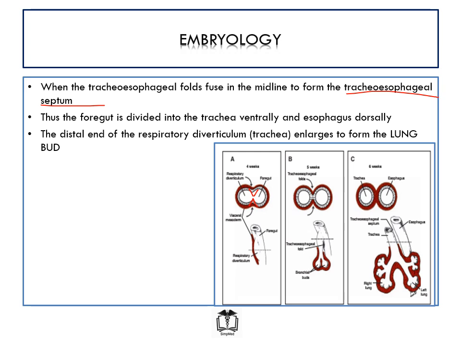It's now that septum that clearly divides the ventral respiratory diverticulum from the dorsal foregut. Once that septum forms, it divides the entire foregut into the ventral trachea, which is gotten from the respiratory diverticulum, and the dorsal esophagus, which is gotten from the continuation of the foregut. Then the respiratory diverticulum goes ahead to give rise to the entire bronchus and lungs, as shown in the image below. So you can see how this would form the lungs and the bronchus.